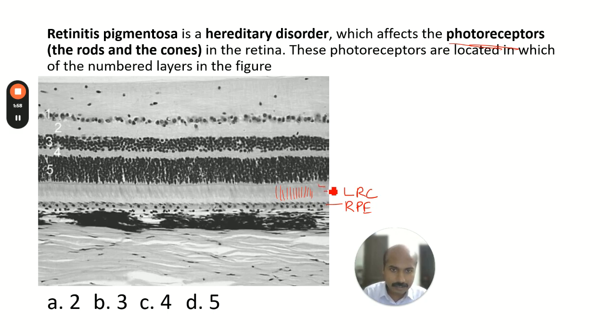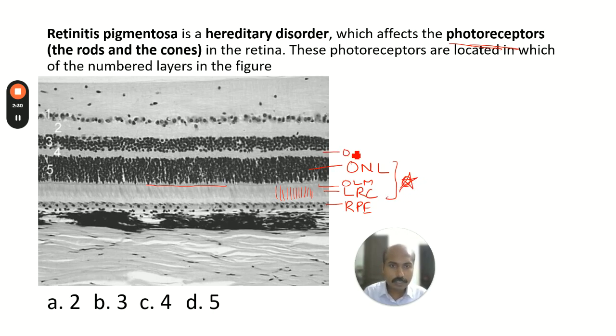This is the outer limiting membrane. The outer limiting membrane is this small membrane that you find over here. And beyond that, you can see a big, thick layer of a lot of nuclei, and this is called the outer nuclear layer. Now let me just name the other layers and quickly come back to the outer nuclear layer, the outer limiting membrane and the layer of rods and cones, because that is our area of interest over here.